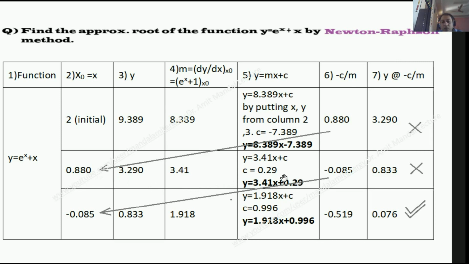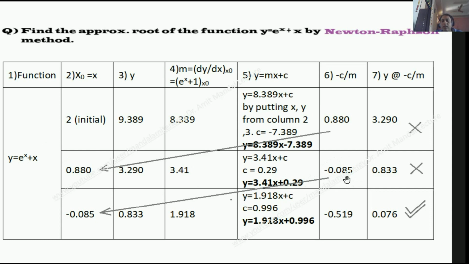Now we have to find the point of intersection of this tangent with the x-axis, where y becomes 0. That is equal to minus c by m. It comes out to be minus 0.085. Now put this value, x equals minus 0.085, in this function. So y comes out to be 0.833. It is also far away from 0. Y is not coming out to be 0 or close to 0. However, compared to the previous value, it is closer. Still, it is not very close to 0. So this is not the appropriate root of this function.